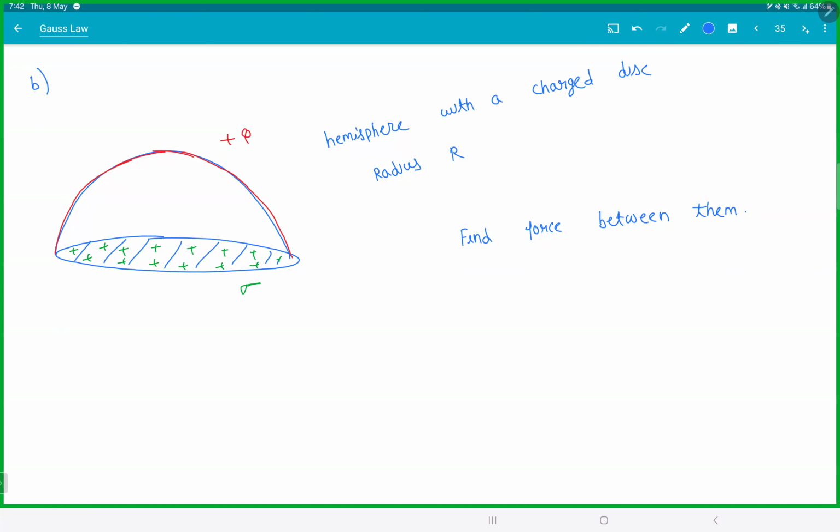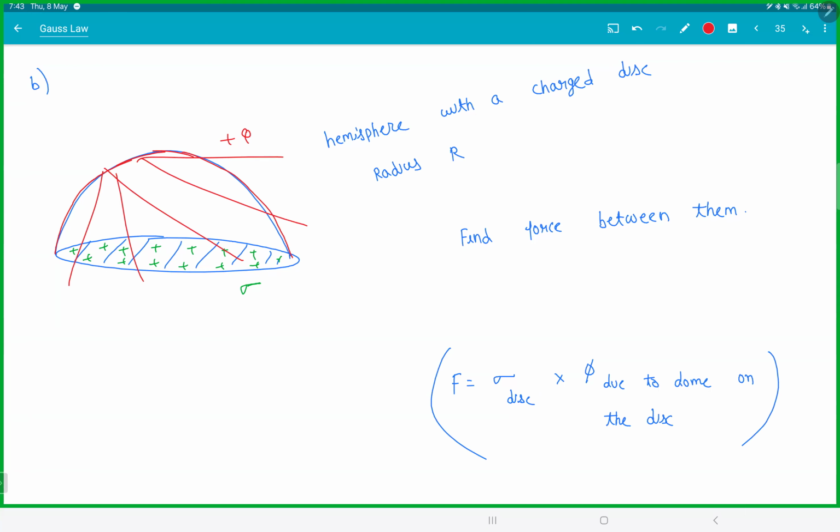Again, remember the story is still the same, right? What is the force? Force will be sigma of the plate into the flux due to that hemisphere, the dome, on the plate or on the disk. Isn't that the formula? Sigma of the plate we are finding into this. Now the catch is, how do you find the flux due to that guy? This dome's field, I don't know how it is coming, but some lines are going like this. So how do you find the flux?